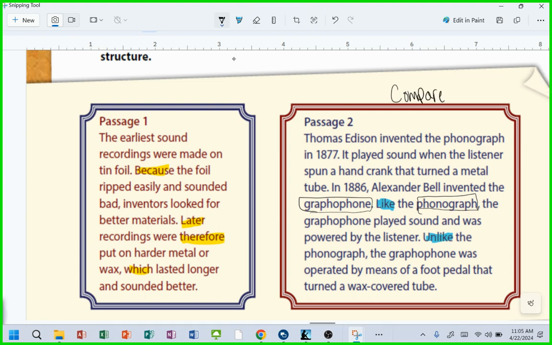What about the first one? Definitely cause and effect, right?